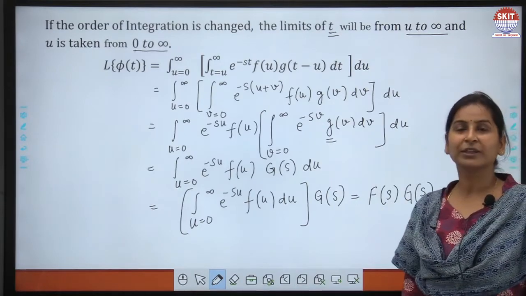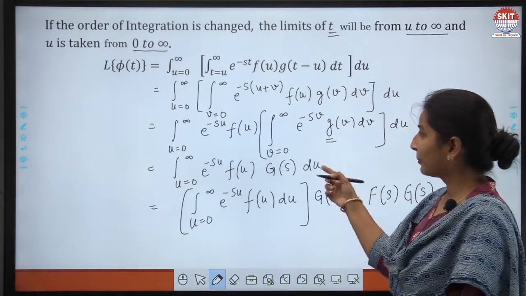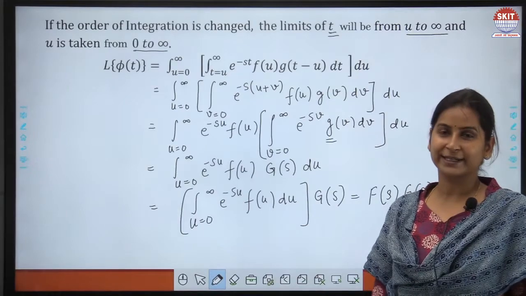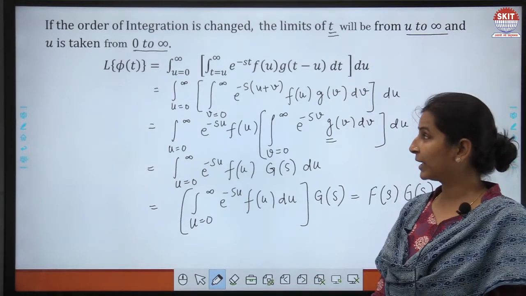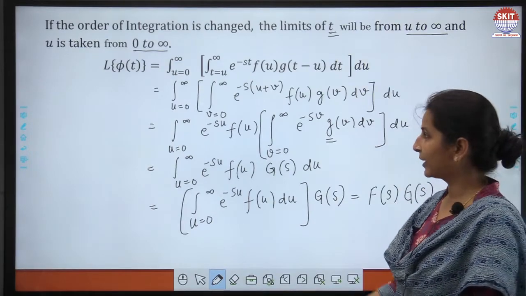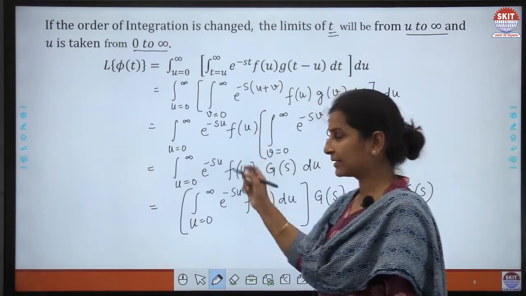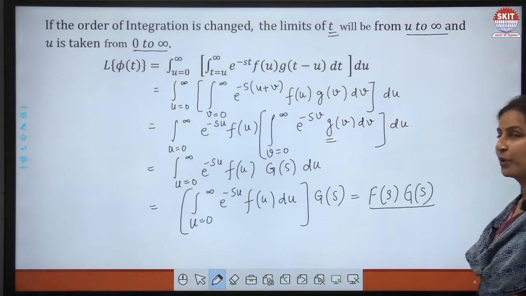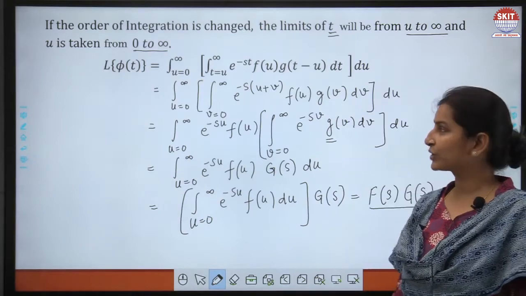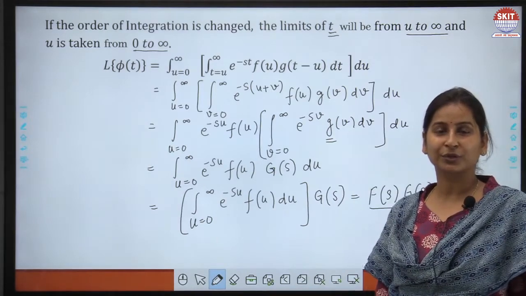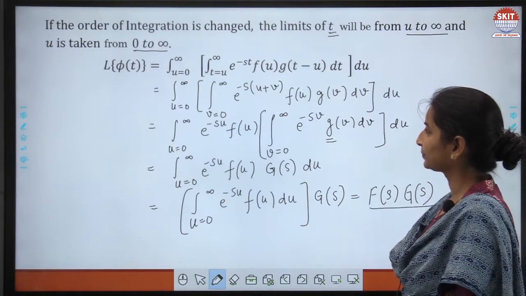So this is how we can prove the convolution theorem by shifting L inverse to the right side, because we do not know the formula for L inverse, but we know the formula for Laplace. So Laplace of this integral can be shown equal to F(s) and G(s). Now we take some examples which will illustrate more applications of this convolution theorem.